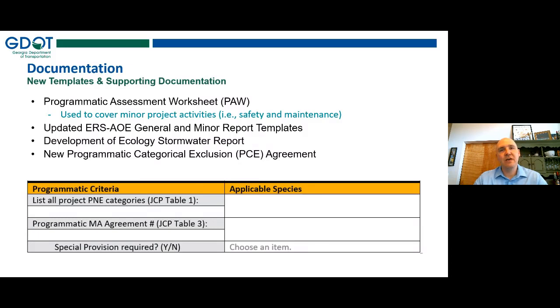And then lastly, because we've had a lot of changes in the JCP, we have a new programmatic categorical exclusion agreement, or PCE. So changes have been made to that, and we've really tried to streamline that process even more than it already was.